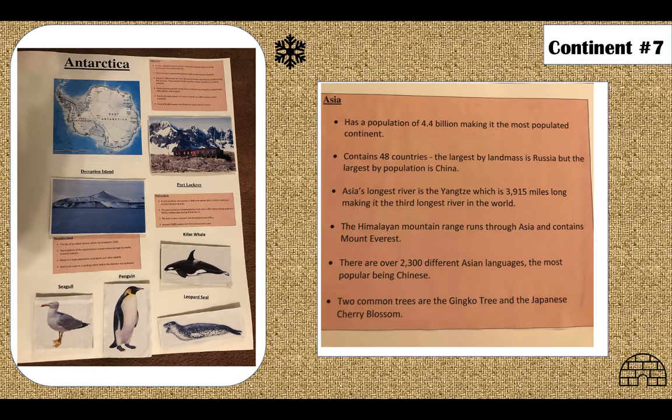And then we have another close-up on the right here of a text section from Asia, and this is just a text section on the general continent, and as we can see, I included the population, how many countries, the rivers and mountain ranges, the languages, and then of course the common trees that are native to that continent.